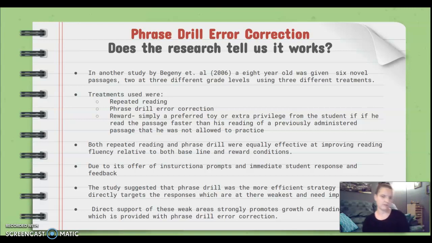This study, very similar to the other one, showed similar findings that both repeated reading and phrase drill were equally effective. They thought it was due to the offer of instructional prompts for the student, immediate student response, and they were provided feedback, which again goes back to what the National Reading Panel suggested, that feedback and that response time. The idea was that the direct support in these weak areas strongly promoted fluency, which is directly supported by doing that phrase drill error correction.